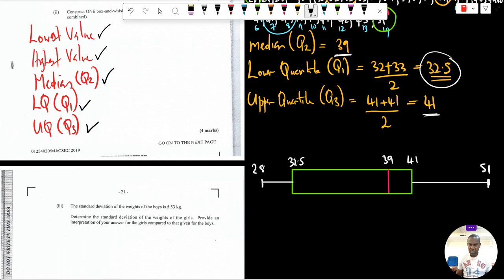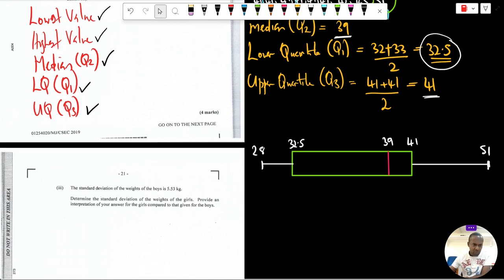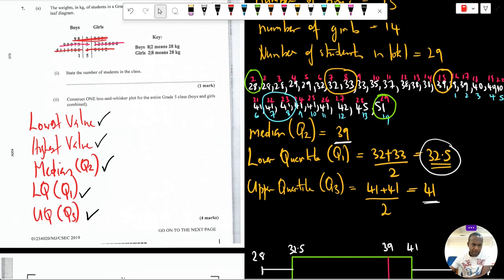So this is basically a rough sketch of our box and whisker plot, but it is somewhat reflective of what we're supposed to represent. We have the lower quartile at 32.5, the upper quartile at 41, the median at 39, the lowest value of 28, and the largest value 51, right? Good. Now let's move on to the next part of the question.